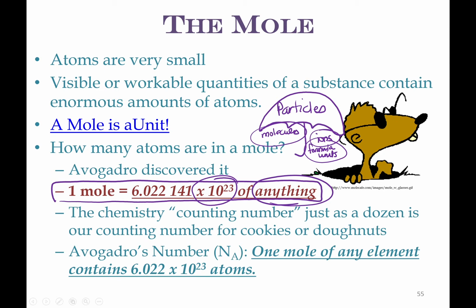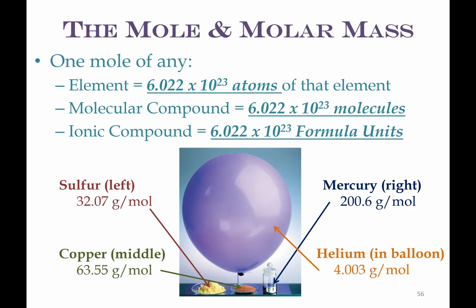So Avogadro's number is often abbreviated as capital N, subscript A. It means 1 mole of any element contains 6.02 times 10 to the 23rd atoms. That's what I forgot, was atoms, under our umbrella. 1 mole of anything. So of an element, if we're going to use the term atoms, atoms refer to an element, meaning it must be on the periodic table.